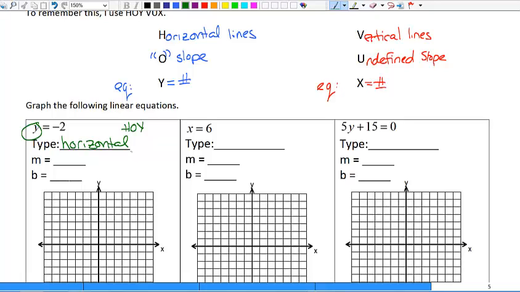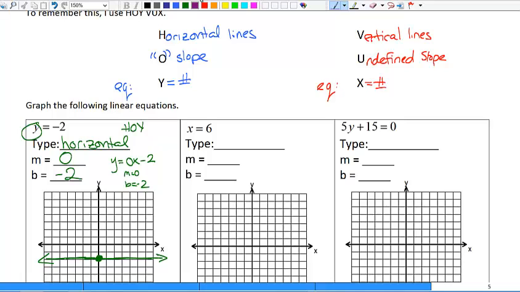So what is the slope of a horizontal line? Well, the slope is 0. And in this case, if I go to -2 on my y-axis and then just draw a horizontal line, I can see that my b happens to be -2. Now technically I could write y equals 0x minus 2, so my m is 0 and my b is -2. So I could possibly write horizontal lines in slope-intercept form.